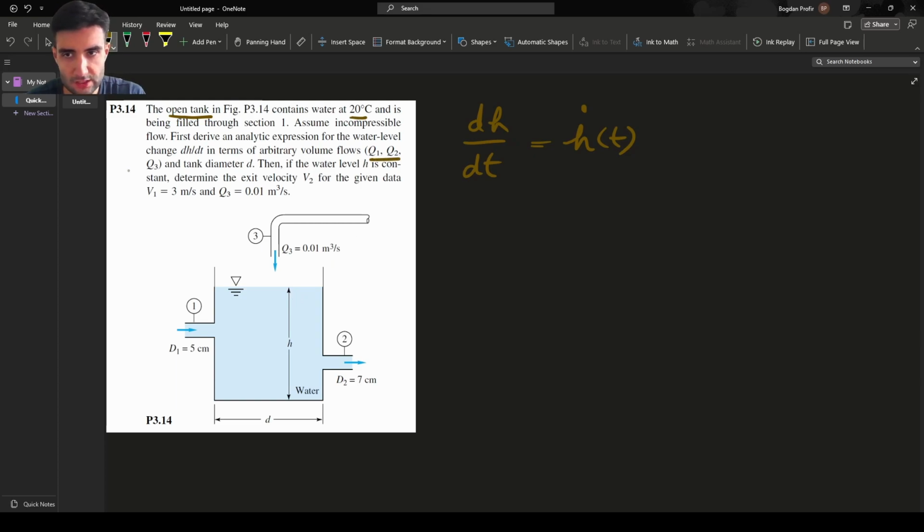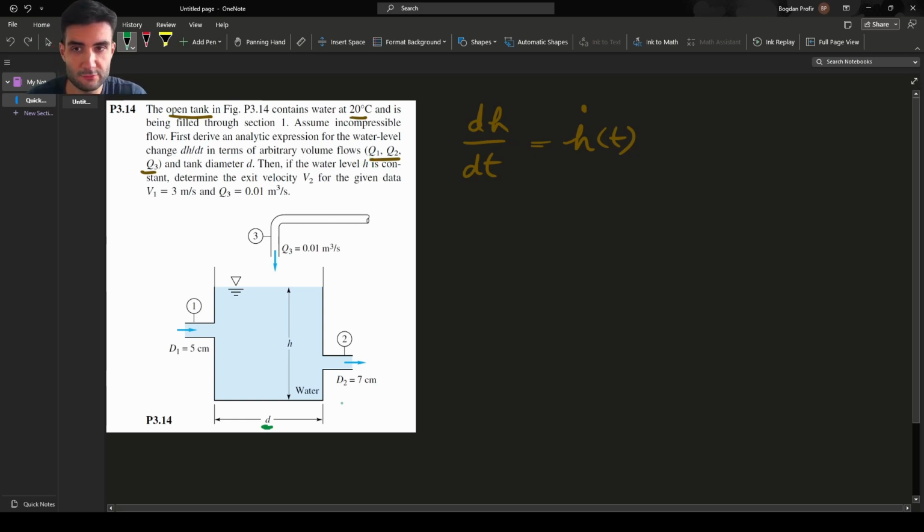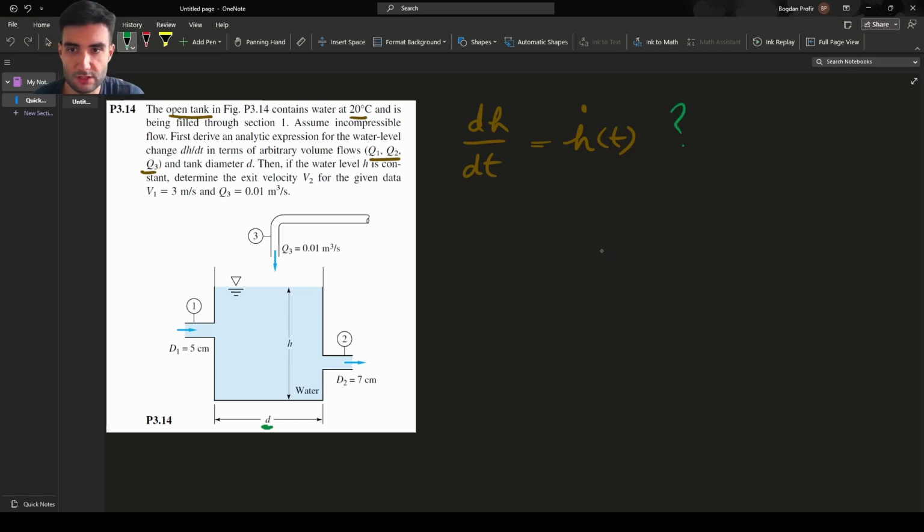So we've got three different volumetric flow rates, Q1, Q2, Q3, which are going in from different places or coming out from different places. And we're also given that the diameter of the tank is lowercase d. And we're actually told that the level h is constant. Well, actually, this is the second part of the question. In the first part of the question, we have to find what is this dh over dt, and then we're going to do this mini case study when the level is constant, and then we have to calculate this velocity v2, which is the velocity that the water is coming out from the outlet.